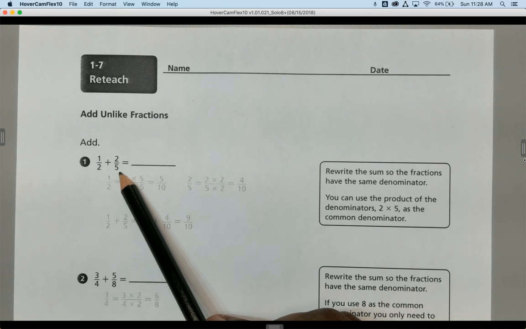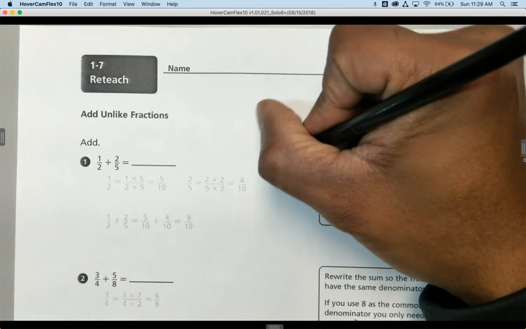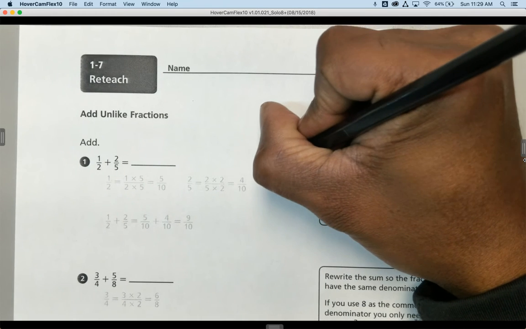Ask ourselves the question, will 5 work for 2? In other words, can I take 2 and multiply it by something to get 5? No, I can't. Don't give up on 5. Go through your multiples of 5 until you find one that works.